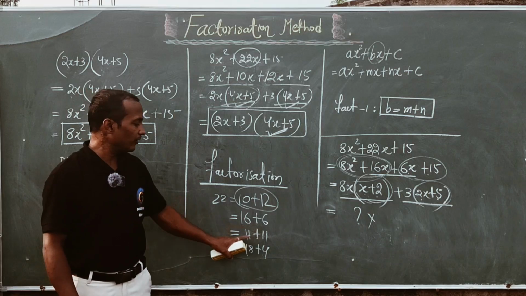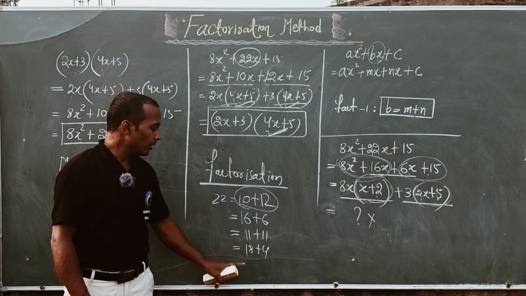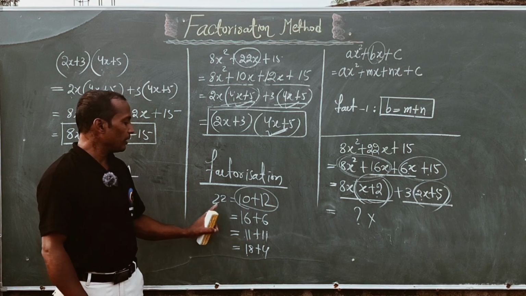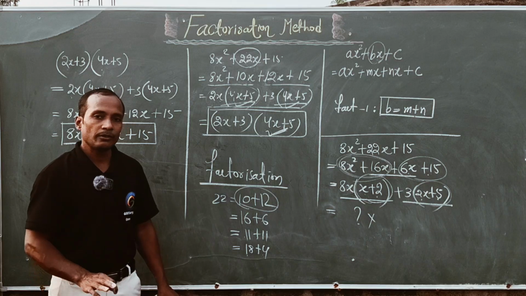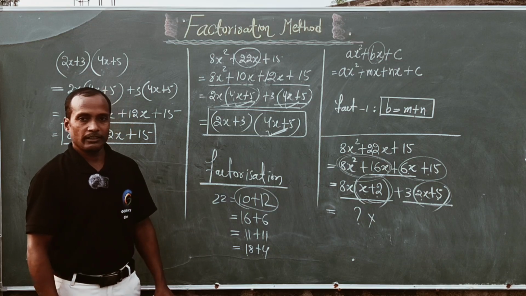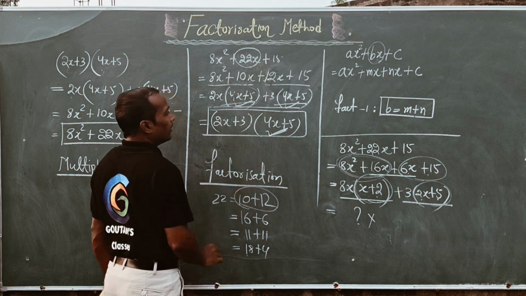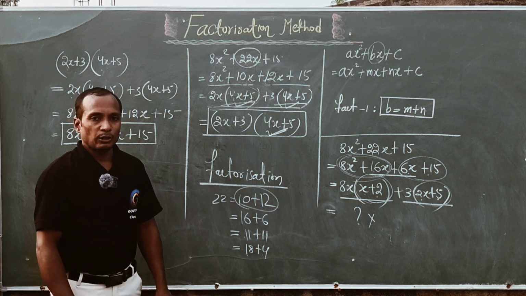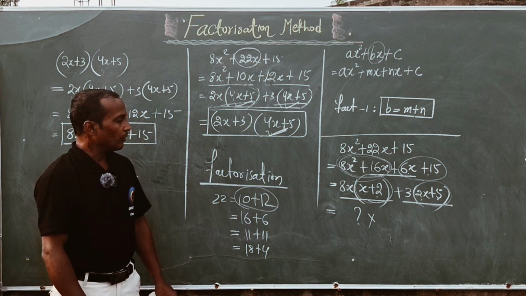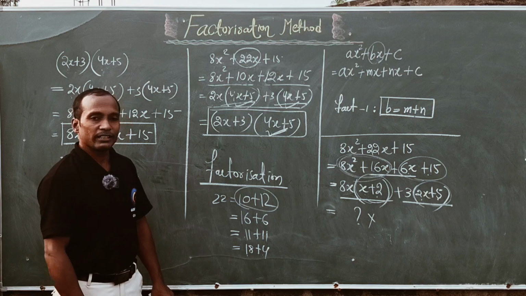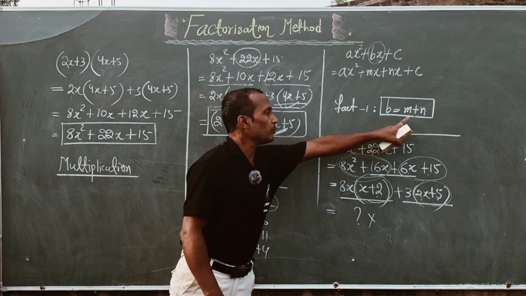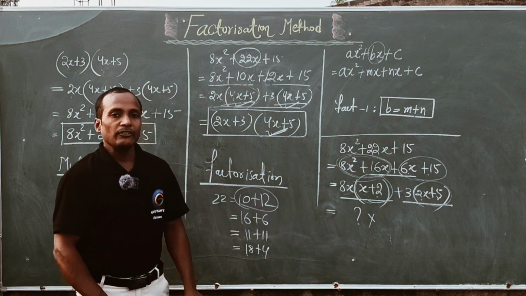So by taking 16 and 6 or 11 and 11 or 18 and 4 or any two numbers whose sum is 22, you will not be able to factorize. Okay, only by taking 10 and 12 you will be able to factorize this particular quadratic polynomial. All right. So what do we actually also have to understand? We understood that b has to be represented as m plus n.